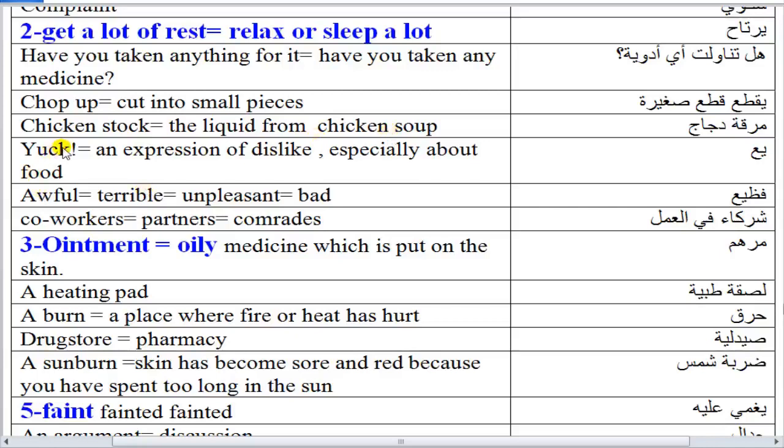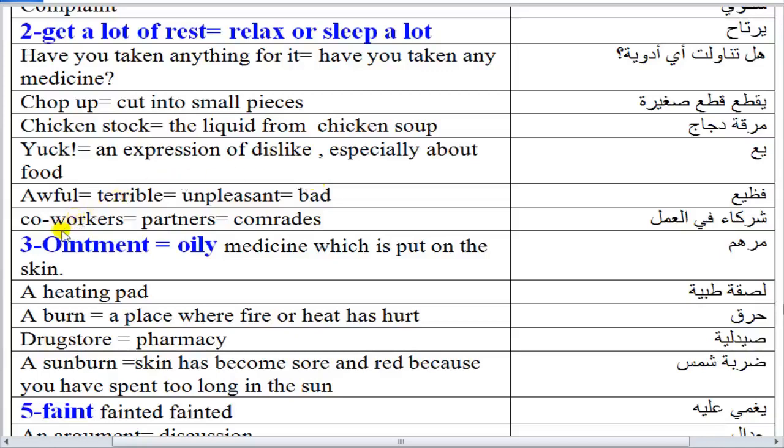Yuck. An expression of dislike, especially about food. Awful. Terrible. Unpleasant. Bad.